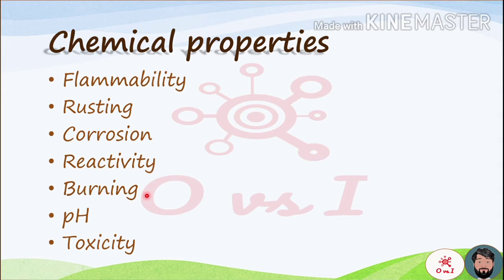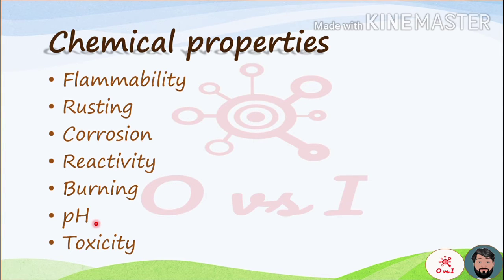And the fifth one is burning. For example, you can burn the wood, but you cannot burn the iron. So it is the chemical property of that matter.